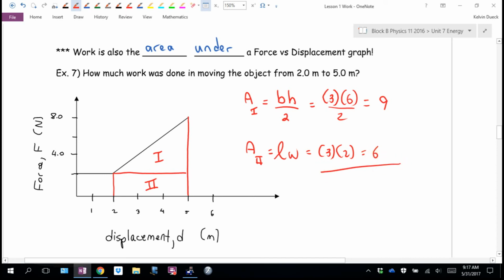How much work was done? I don't even know what the object is. I don't know its mass. I don't know how big it is, but I can tell you how much energy was required to move it from 2 meters to 5 meters. How many joules of work?